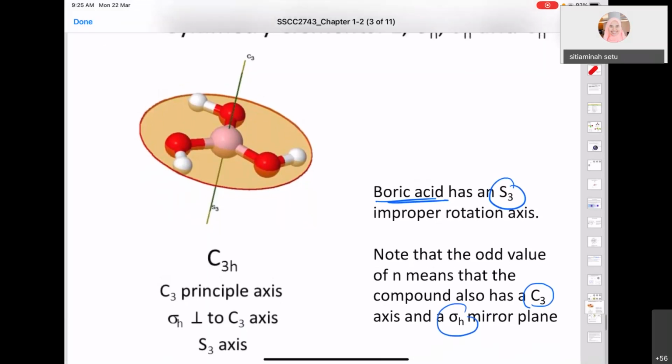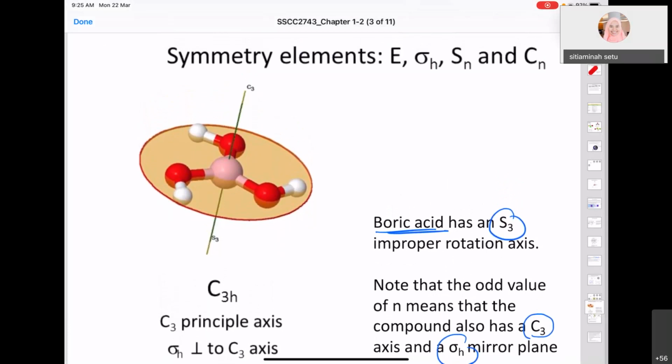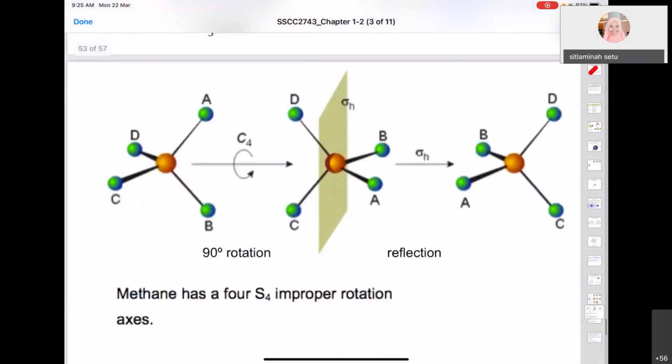Sebab tu kalau kita tengok the symmetry elements of the boric acid, dia ada identity, dia ada sigma H. So this is the sigma H, yang plane warna orange jingga ni. And then dia ada rotation, rotation dia adalah C3. And then dia ada juga improper rotation SN, this one S3. So let's go another example.